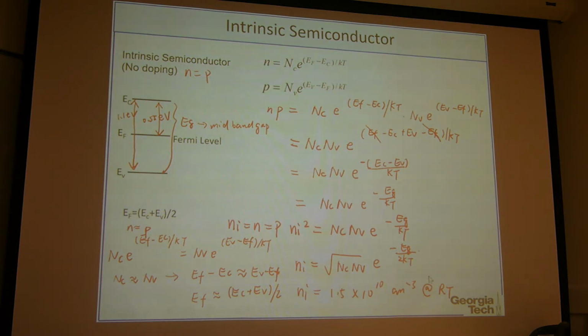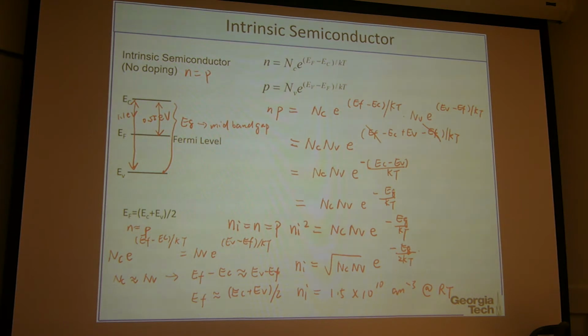Of course, this number depends on the temperature. So you can say that the NP product is a constant. This is true no matter what doping you have, either N-type doping or P-type doping. No matter what, the NP product is a constant. This is also another important conclusion.